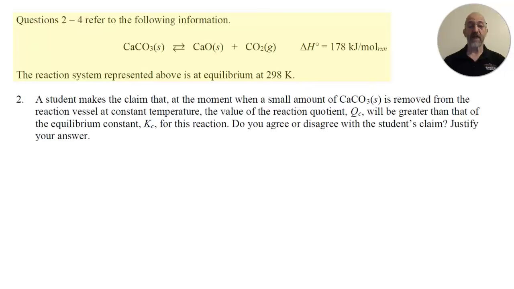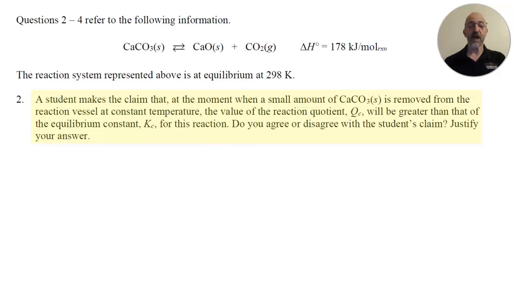And we are also given the delta H, or the change in enthalpy for this reaction, and it's listed as 178 kilojoules per mole of reaction. Let's go ahead and take a look at the details for question 2. So in question 2, it says a student makes the claim that at the moment when a small amount of solid calcium carbonate is removed from the reaction vessel at constant temperature, the value of the reaction quotient Q will be greater than that of the equilibrium constant K for this reaction. So do you agree or disagree with the student's claim?